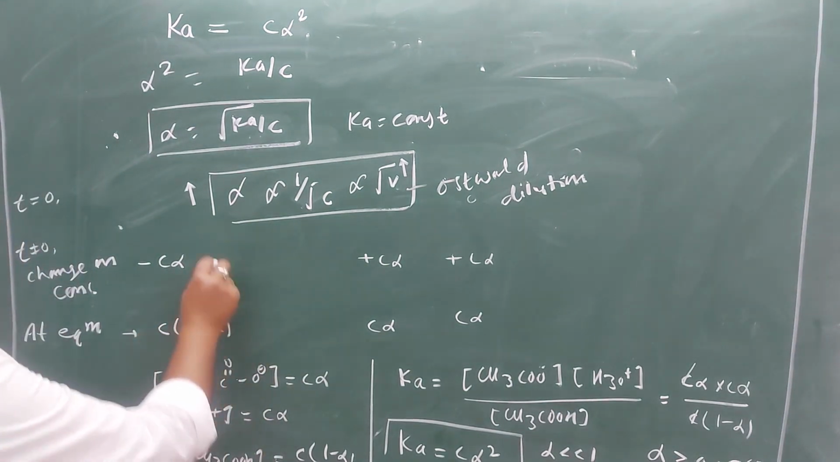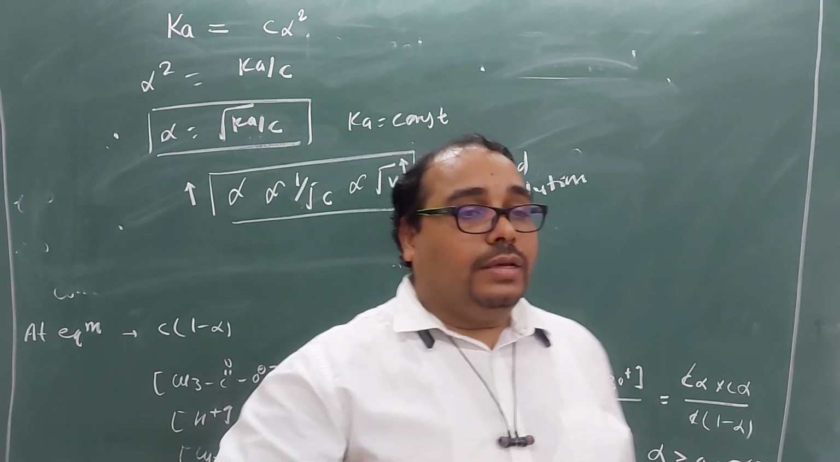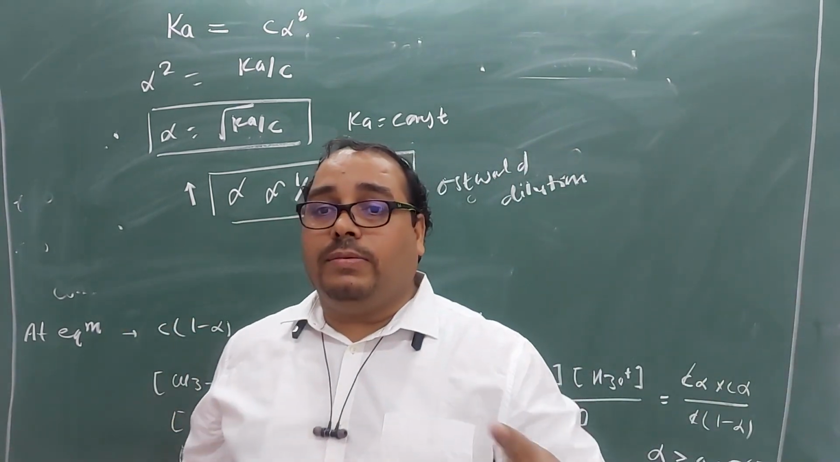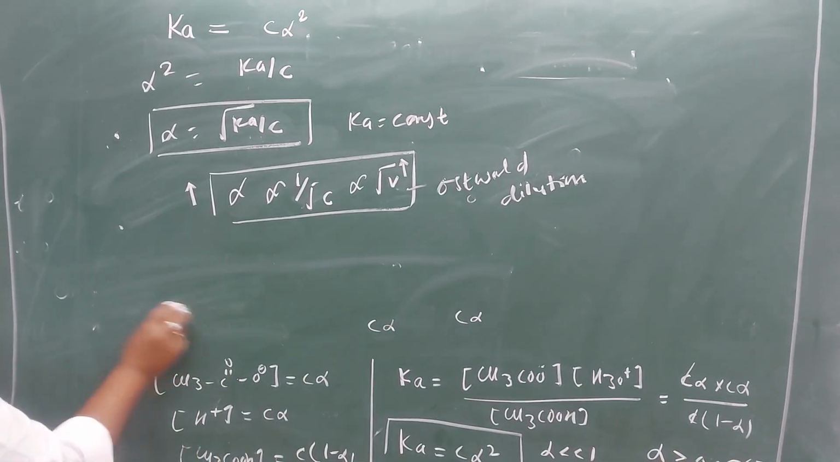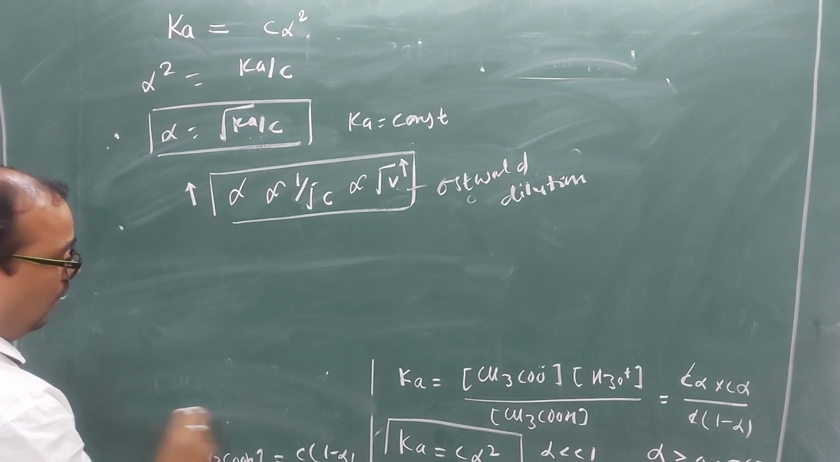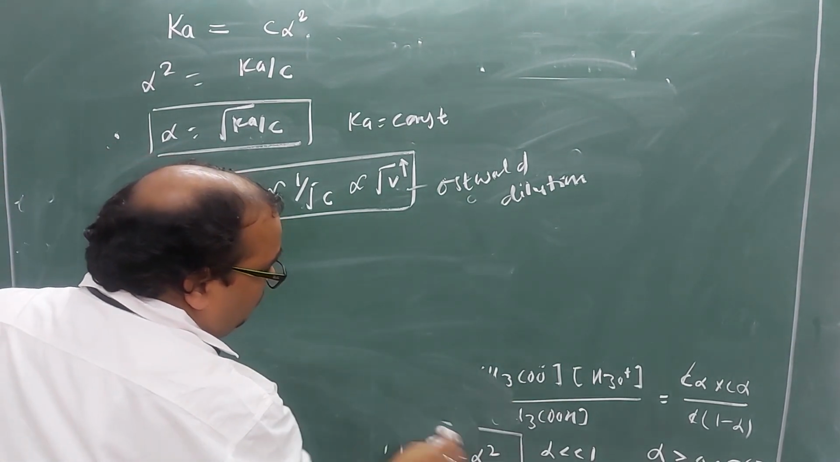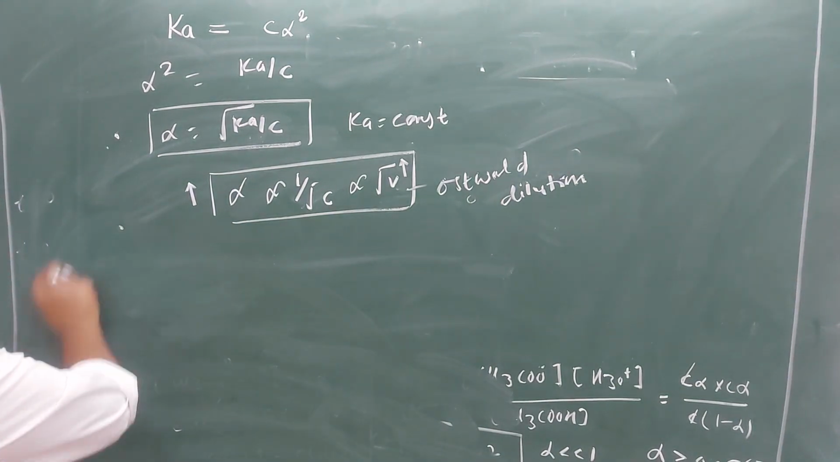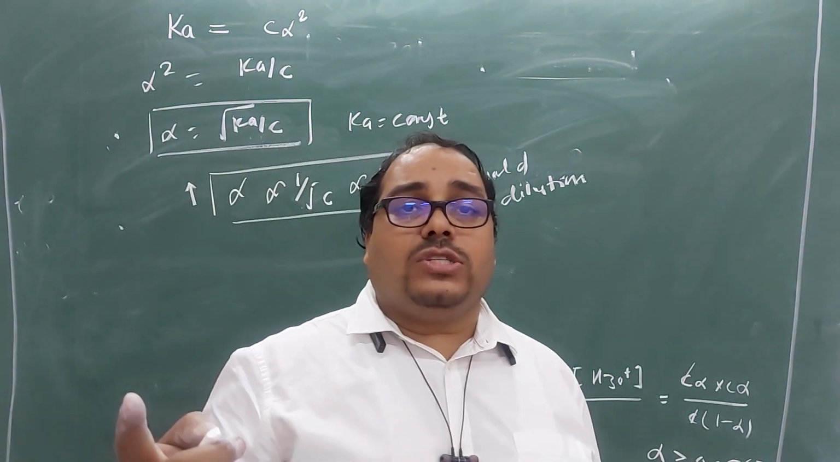Is it clear for everyone, children? Yes. Yes, please tell. Is it clear for everyone? Fine. Now we will proceed. We got the alpha relation, the Ostwald dilution law. We got the relation between alpha and the dissociation constant of what? Acid. So we can find the pH of the weak acid also, right?